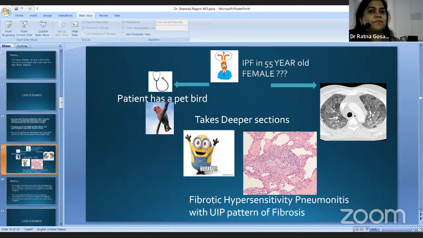Yeah. But in this case, was the biopsy already done outside, and then the whole thing unraveled? Because this wouldn't be the usual pattern. This wouldn't be the usual pattern if the patient gives the history of a bird already before the diagnosis.